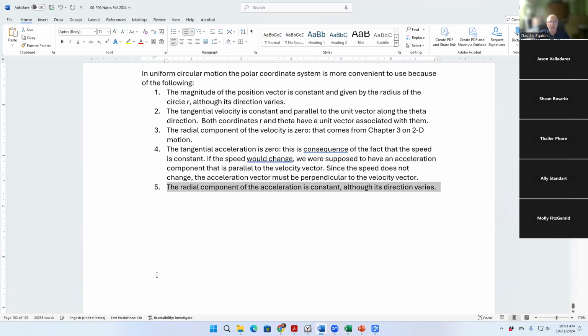And the radial component of acceleration is constant, although its direction varies. This is a consequence of the very definition of this type of motion, uniform circular motion.